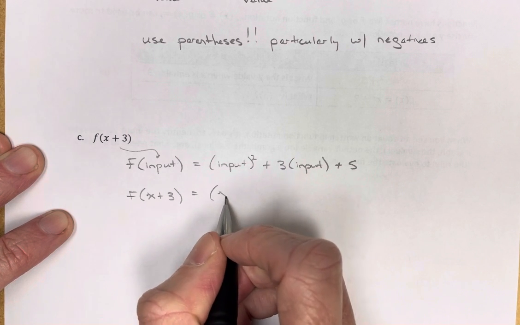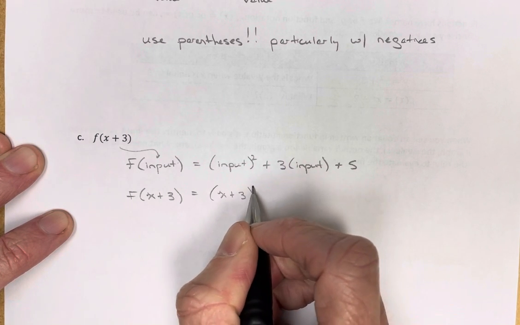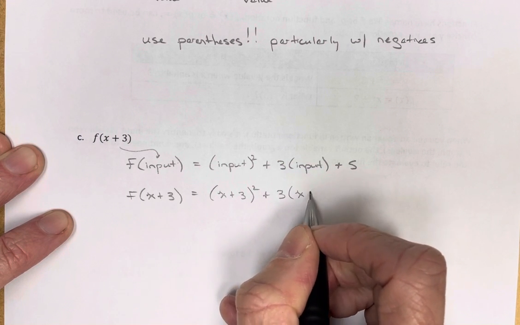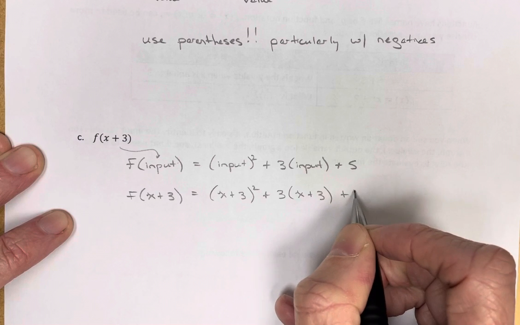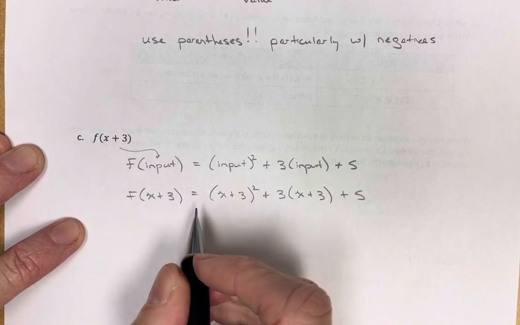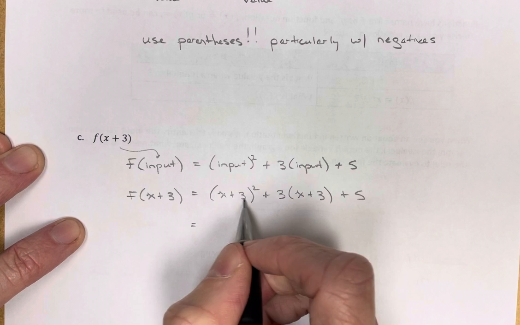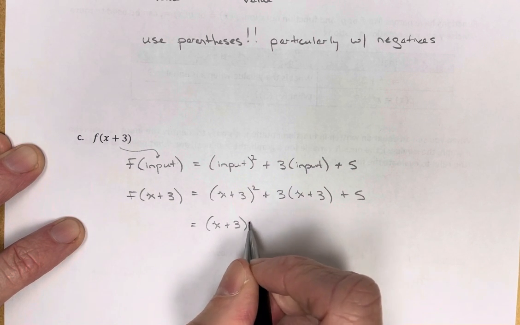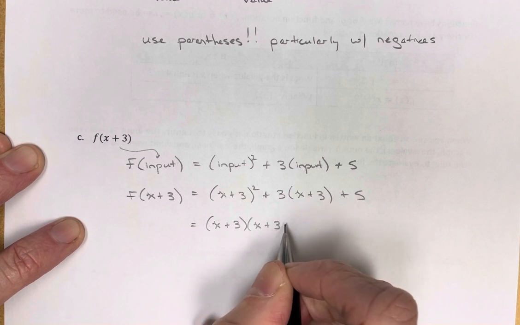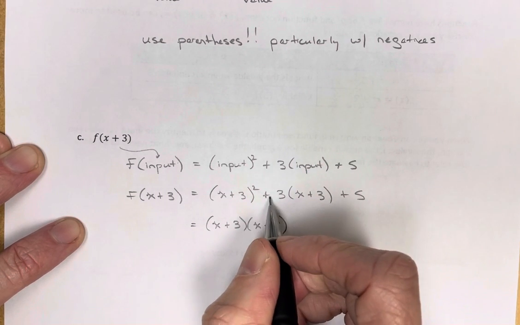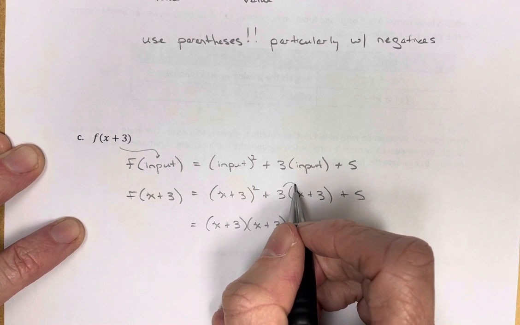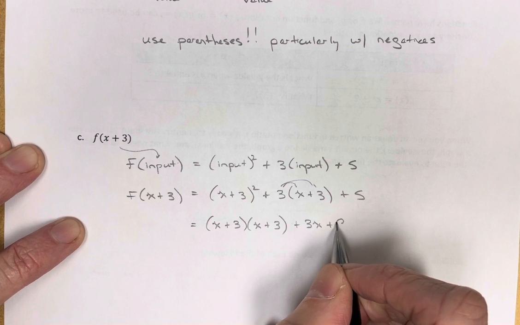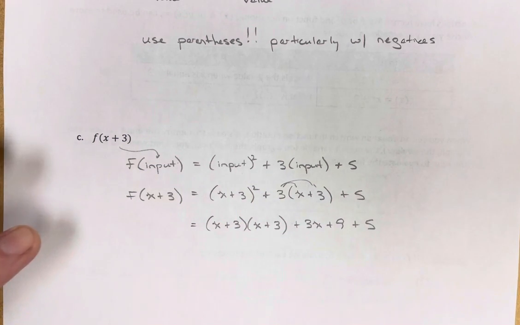Input: I'm going to take x plus 3 and I'm going to square it. I'm then going to add 3 times x plus 3, and then I'm going to add 5. Well, before I do any math to this part, I'm first going to expand this. X plus 3 squared, of course, is x plus 3 times x plus 3. I can go ahead and distribute the 3 while I'm going, so this is plus 3x plus 9, and then plus 5.